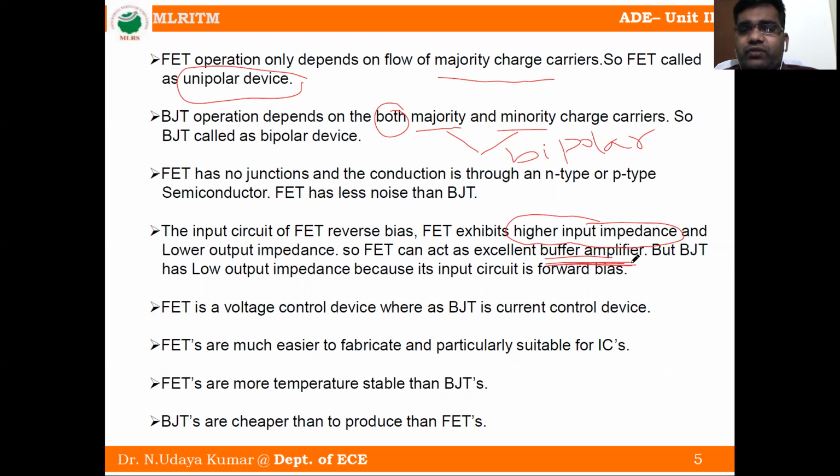In communication, we will use this buffer amplifier. But BJT has low input impedance because its input circuit is forward biased. In FET, the input circuit is reverse biased. So FET is a voltage controlled device, whereas BJT is a current controlled device. Why is FET a voltage controlled device? The output current of the FET is controlled by varying the input voltage VGS. That's why we call FET a voltage controlled device.